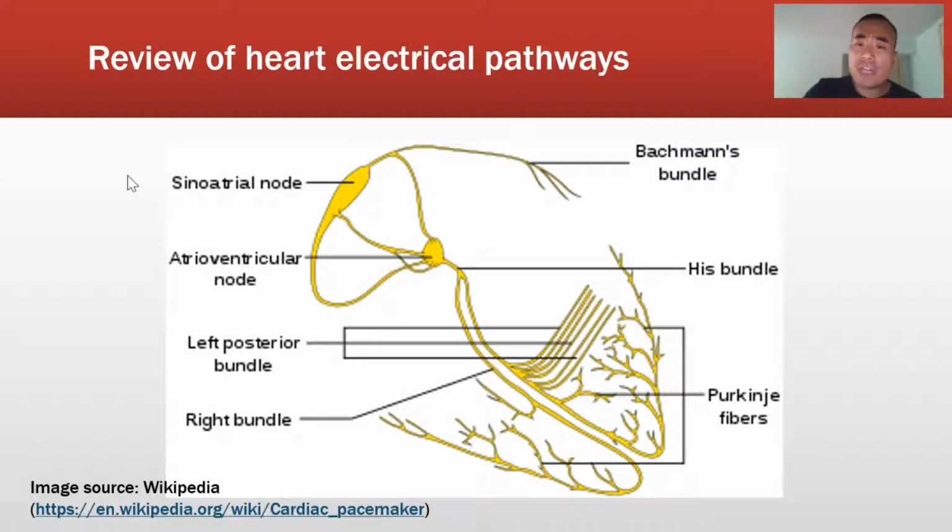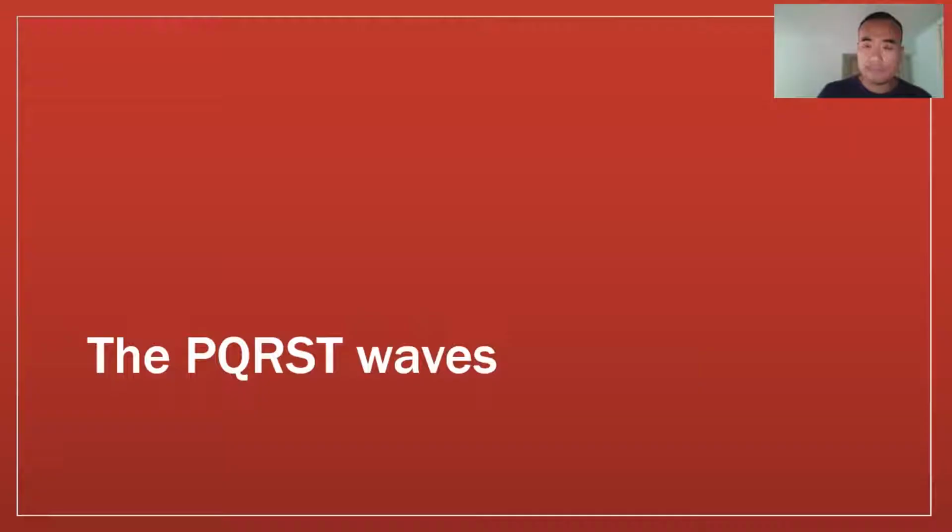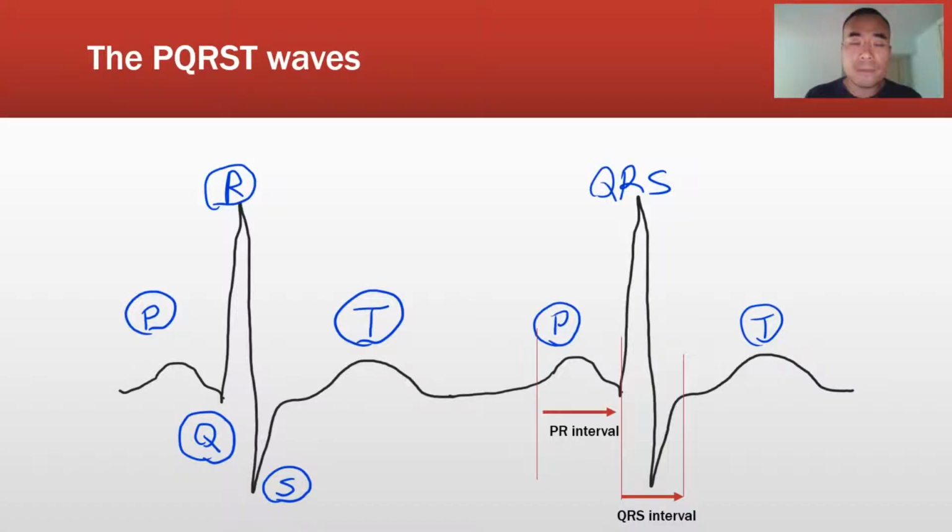Now, if we have a look at this image, we can see that the signal travels from the left upper part of the screen all the way down to the right lower part. Okay, and this will have a clinical significance a little later on. Now, the traveling of this electricity in that pattern creates the PQRST waves in the ECG, and they look like this.